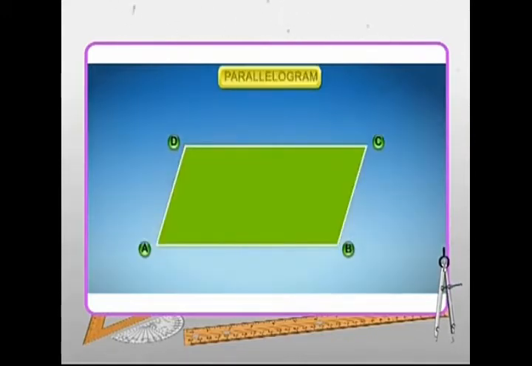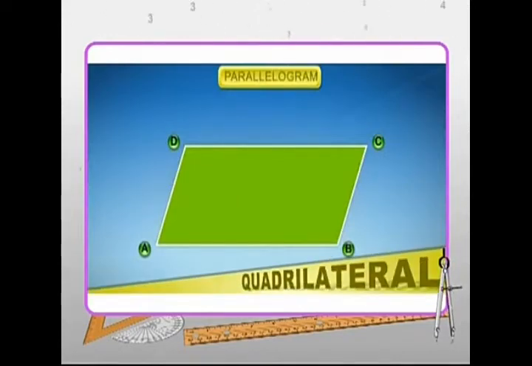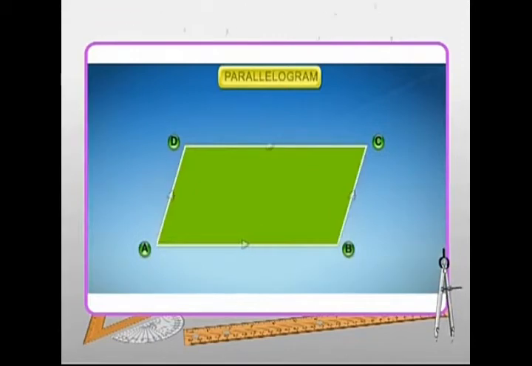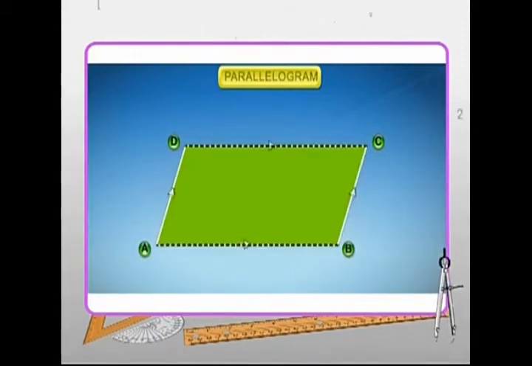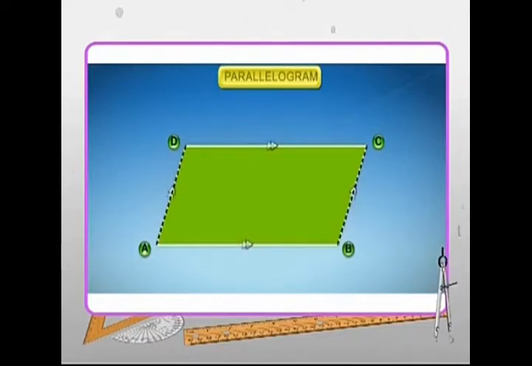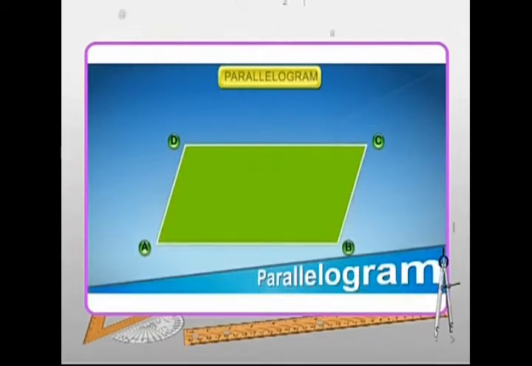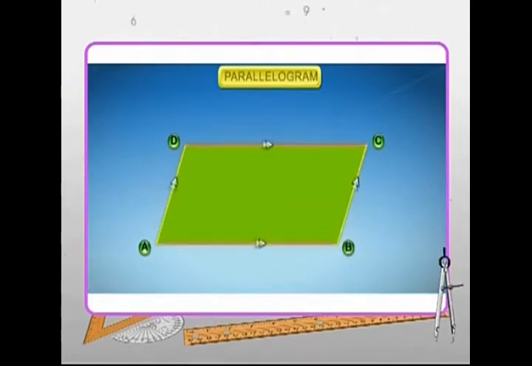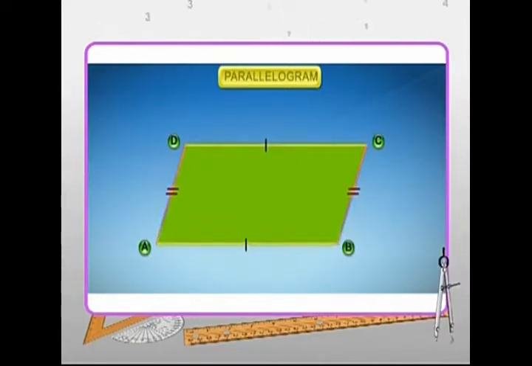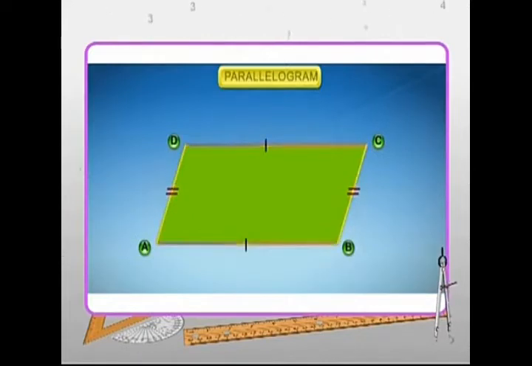Let's now see what a parallelogram is. It's a type of quadrilateral with two pairs of opposite sides parallel. In the figure shown here, AB is parallel to DC and AD is parallel to BC. In a parallelogram, the two pairs of opposite sides are not only parallel but also equal in length. In the figure, side AB is equal to side DC and side AD is equal to side BC.